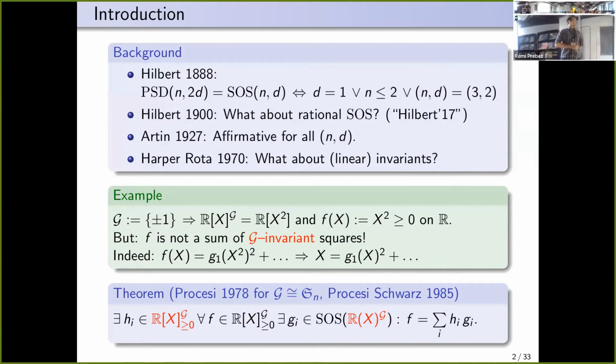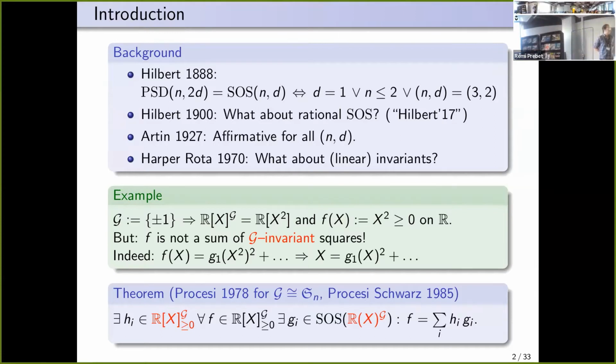But what is not so well known is a question that was posed in an article by Harper and Botha in 1970. And the question that is formulated here a bit hand-waving is, what about invariance? What about linear invariance? The question is, can we write an invariant polynomial always as a sum of invariant squares? And this is not true. Here is a very easy counterexample.